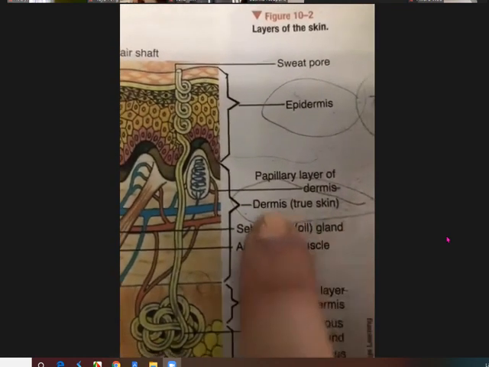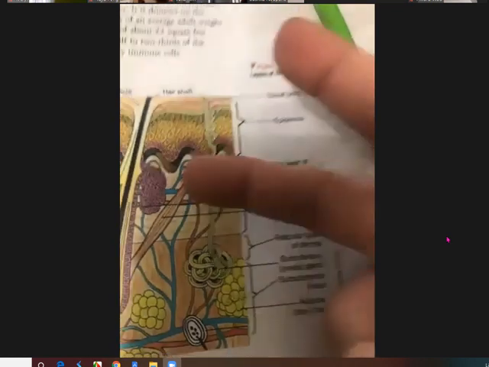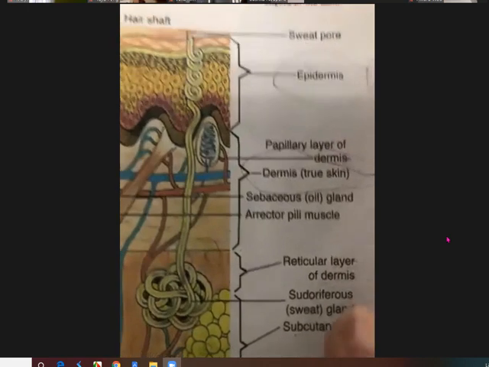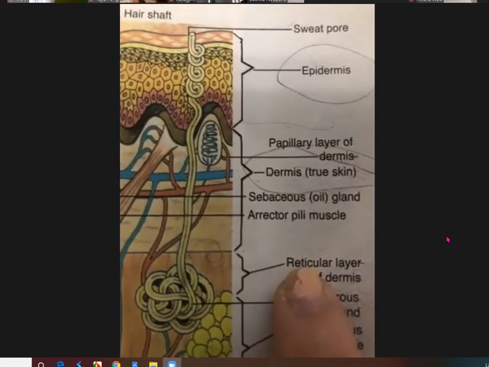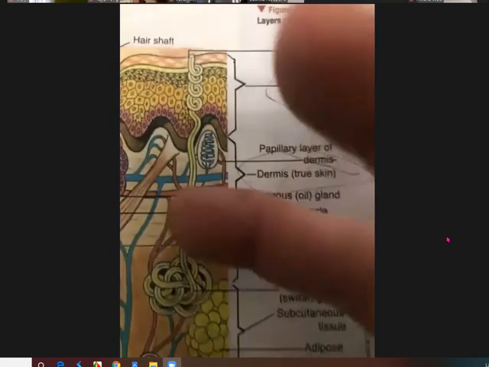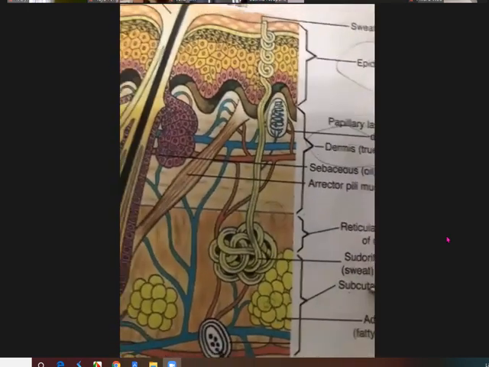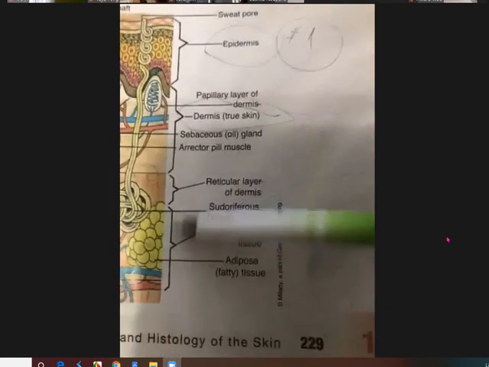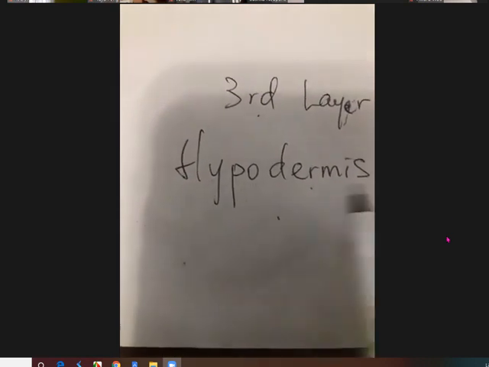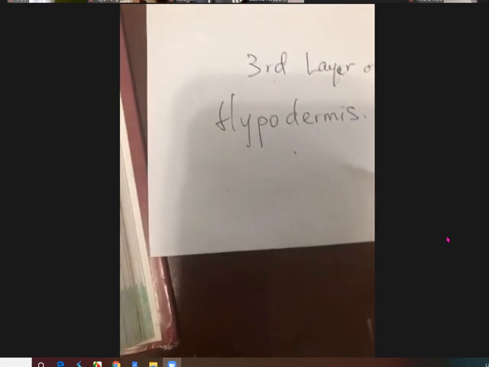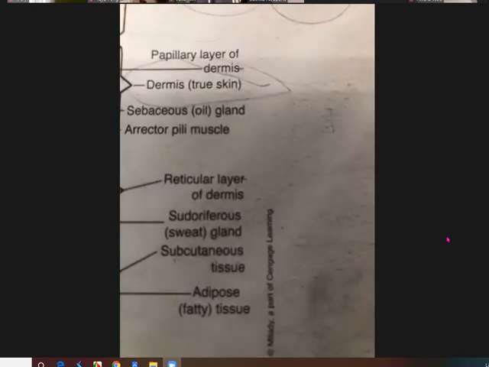And then your dermis, which is also called your true skin, the second layer, has 2 layers. It has its papillary layer, and the bottom layer is called the reticular layer. So the dermis has 2 layers. And then the subcutaneous layer is the bottom layer. It's also called hypodermis. That's your third layer of the skin. So it has 2 names. Some people call it hypodermis, some people call it subcutaneous.